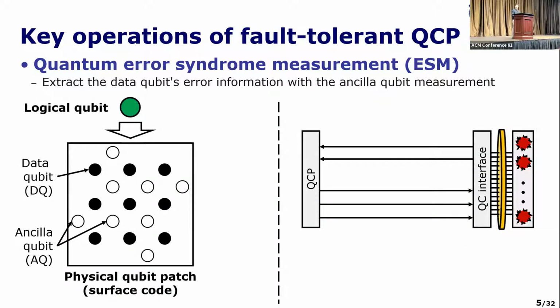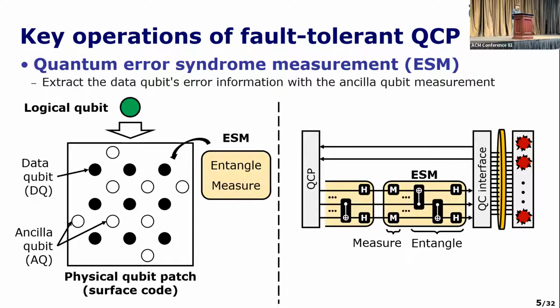Before diving into the scalable design, we first introduce two key operations of the quantum control processor. In this talk, we focused on the surface code, where a logical qubit is built with a physical qubit patch. The physical qubit patch consists of two types of physical qubits, data qubit and ancilla qubit. The first key operation is the error syndrome measurement called ESM. ESM indirectly extracts the data qubit error information by using ancilla qubits.